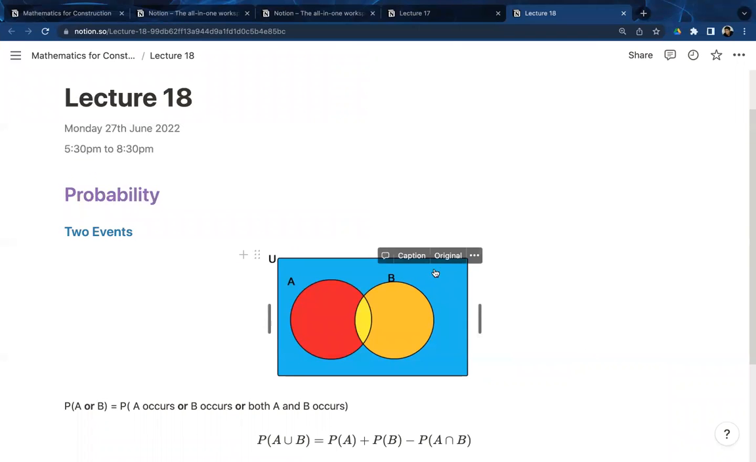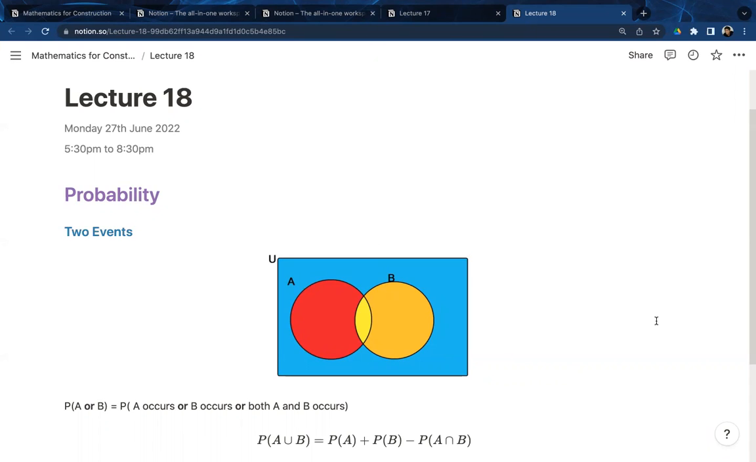And that's the blue shaded area in the diagram, right? The blue shaded area is where neither A nor B happens. Then you could have A happening, but B doesn't happen. That's the red. And you could have B happening, but A doesn't happen. That's the orange. You could have both A and B happen at the same time. That's the yellow, right?